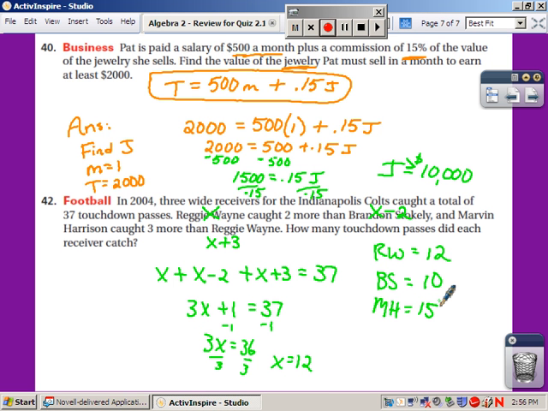I would anticipate something like number 40, or somehow writing an expression for a paragraph, being a bonus question.